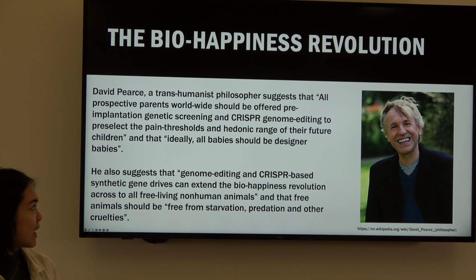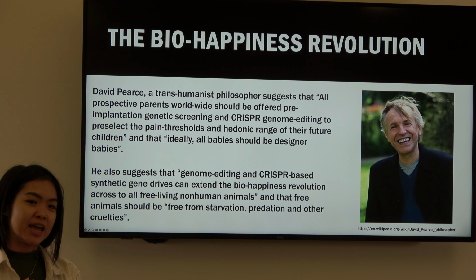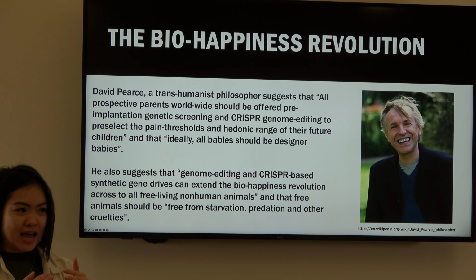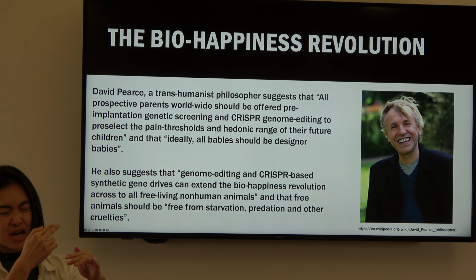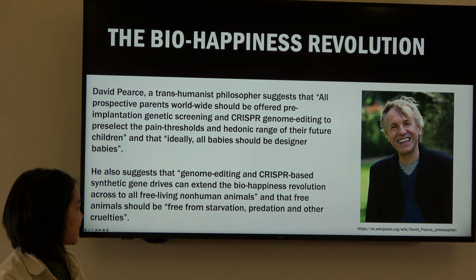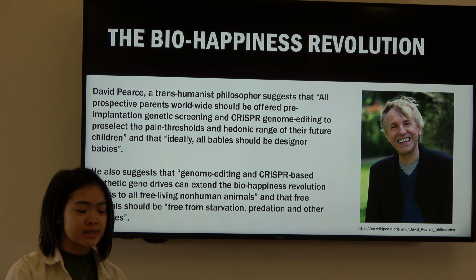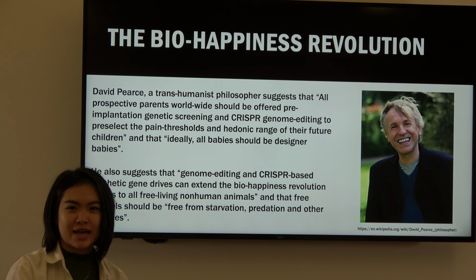So he says that before birth, parents would be able to choose, pre-select, the pain or the sadness threshold that their children may be able to feel, and we can put a cap on it so you can't be sad below a certain level. He also says that genome editing and CRISPR-based synthetic gene drives can extend the biohappiness revolution across to all free-living non-human animals, and that free animals should be free from starvation, predation, and other cruelties. So not only should we genetically modify humans, but we should also extend this to wild animals.